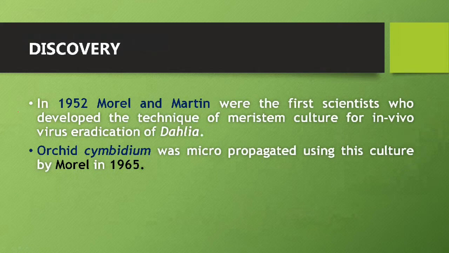Now, the discovery of meristem culture. It was discovered in 1952 by Morel and Martin. These were the first scientists to develop the technique of meristem culture, from in vivo virus eradication of Dahlia. So Dahlia was the first plant on which meristem culture was done, by Morel and Martin in 1952. And then with the help of micropropagation, Morel in 1965 used this technique on orchids.